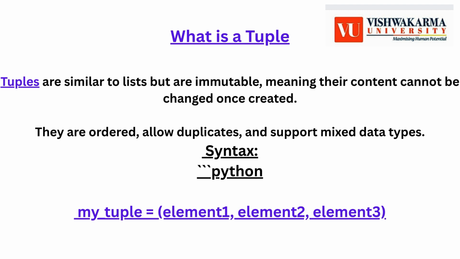Different types of data it can have. So basically the syntax in Python is my_tuple equals, written in parentheses. The tuple is always written in parentheses, and the list is written in square brackets, and commas are used to separate the values from each other to better understand. So this is how the tuple is.